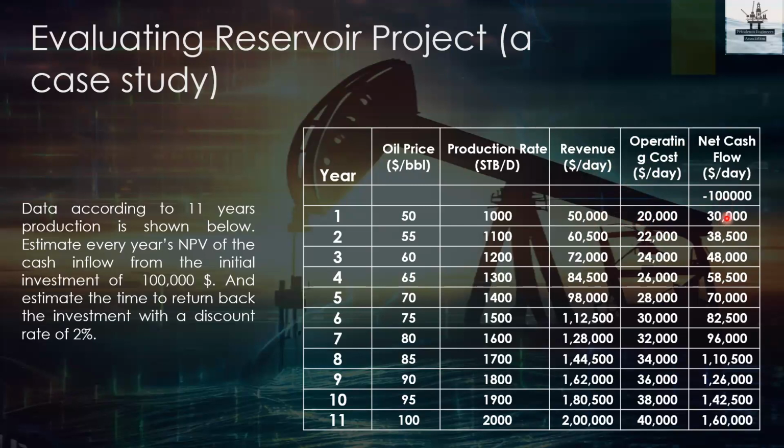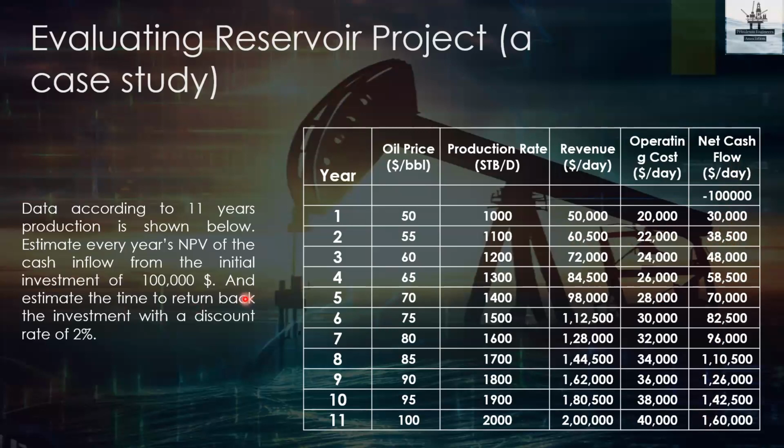Then the first year profit that you have witnessed is 30,000, revenue minus operating cost. For the second year, 60,500 minus 22,000 gives 38,500. Like this, we have calculated for all 11 years. So this is the net cash inflow at the end of each year: 30,000, 38,500, and so on up to 11 years.